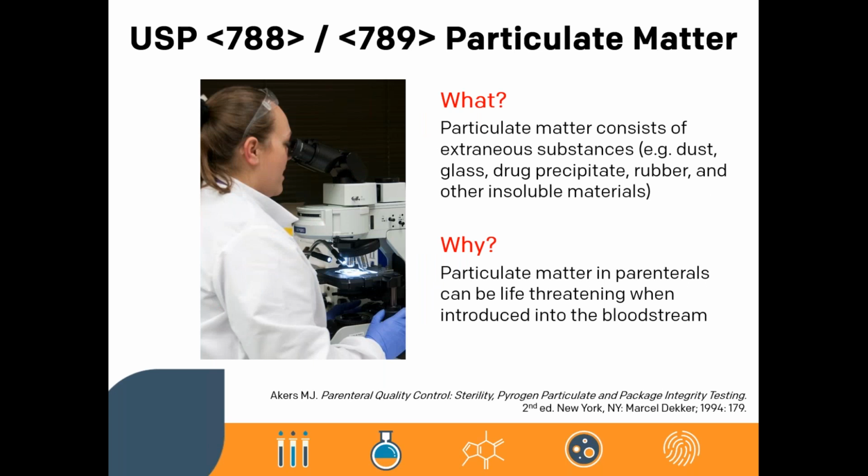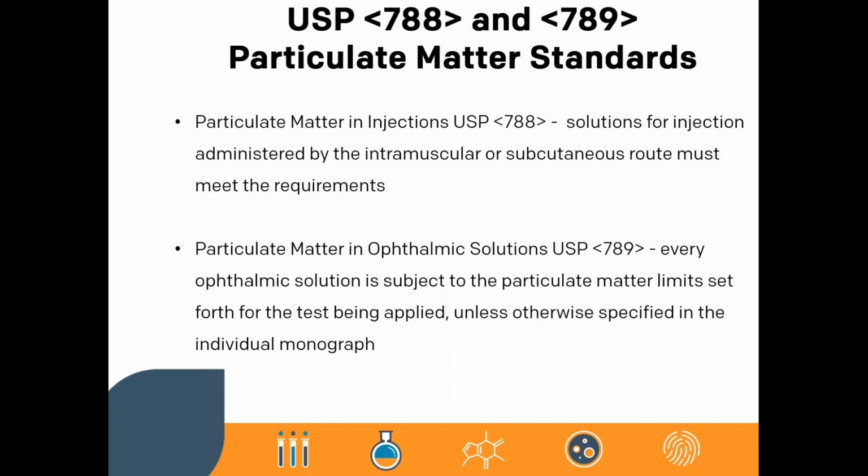Particulate matter, that's a very important issue. Particulate matter consists of substances such as dust, glass, and precipitants, as we just mentioned, and those are evaluated according to USP 788 and 789. This is a reference by Akers that is a good reference for particulate matter, and I believe there is also an article on this that was published. USP 788, Particulate Matter in Injections, addresses solutions for injection, and the route is important. And then also 789.